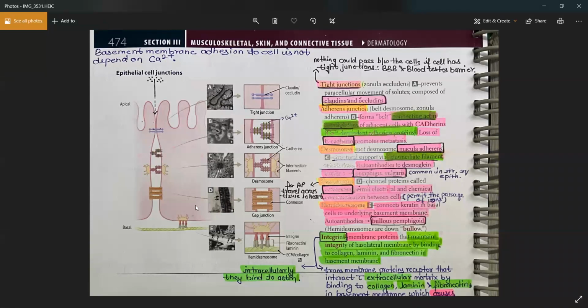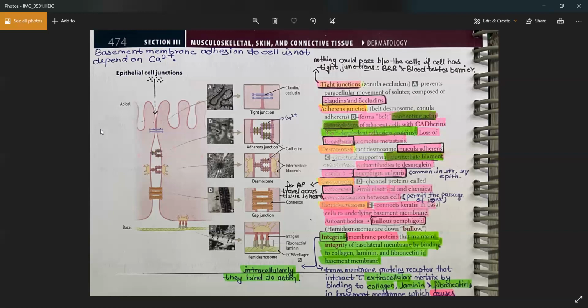And please note that the hemidesmosomes are not calcium dependent, while the desmosomes and the adherent junctions are calcium dependent. Whenever the calcium is not available, these junctions are lost, and the connection between the two cells will be lost. Cells can easily move freely within the intercellular space, right? So that's about the hemidesmosomes.